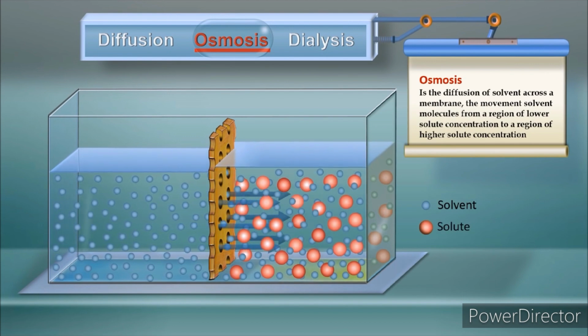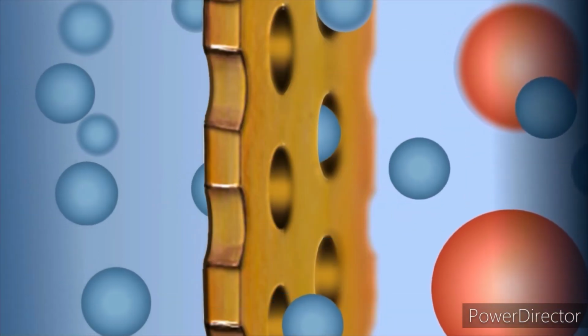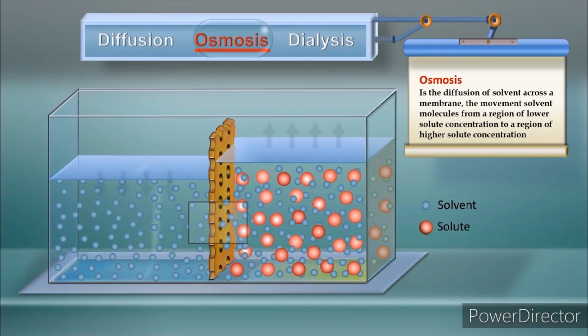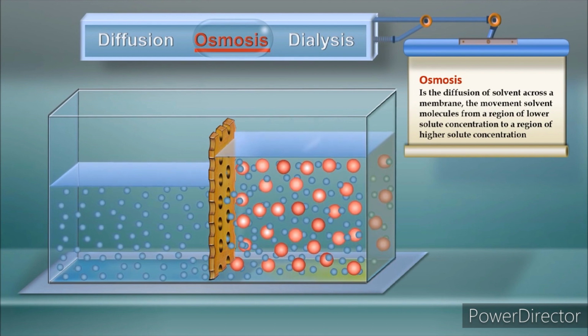Osmosis. Definition: Osmosis is the diffusion of solvent across a membrane, the movement of solvent molecules from a region of lower solute concentration to a region of higher solute concentration.